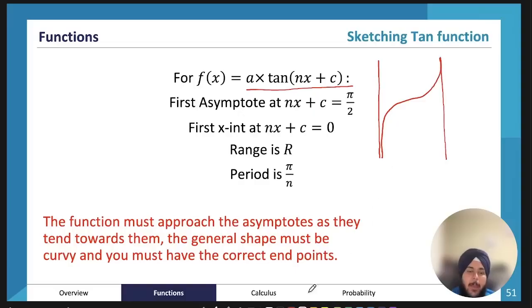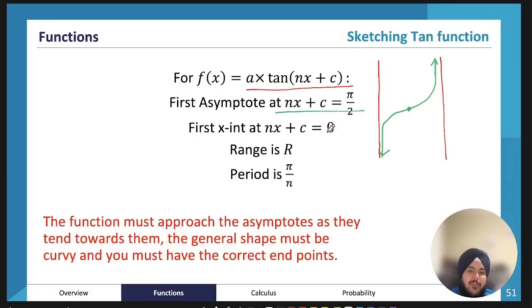So this is what a basic tan function looks like. Let me just draw the asymptote again, and choose a different color. It will look like this, something along those lines. This is probably a bit too broad, but yeah. It has a point of inflection at this point over here. The first asymptote in the graph will be at this point.